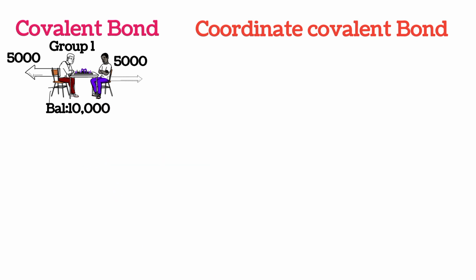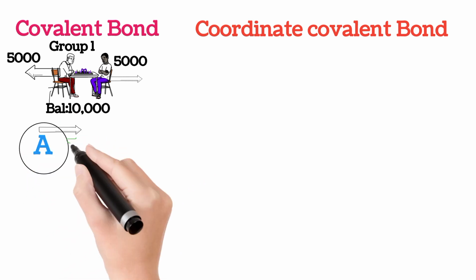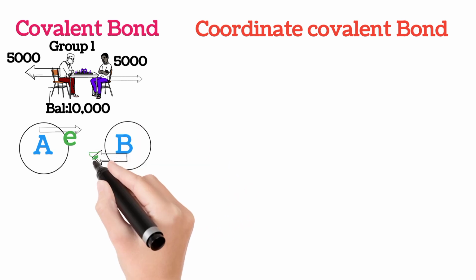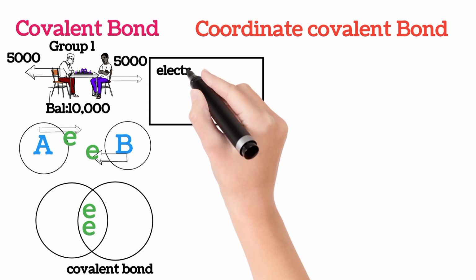So in the world of chemistry, let's consider two atoms, A and B. Atom A with 1 electron and atom B with 1 electron. Let atom A donate its 1 electron in the first shell and atom B 1 electron, and they will form a covalent bond because the first shell will be satisfied, the duplex structure will be satisfied.